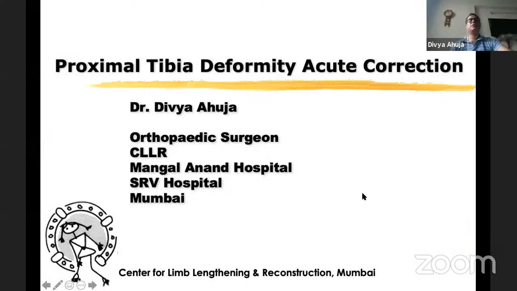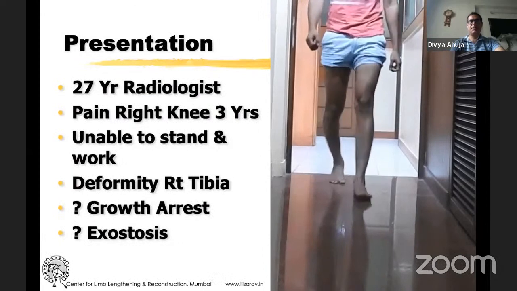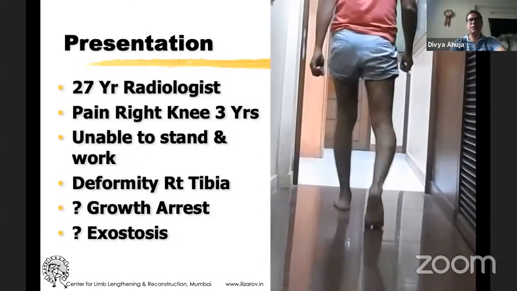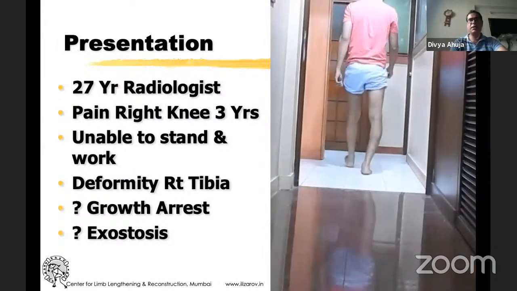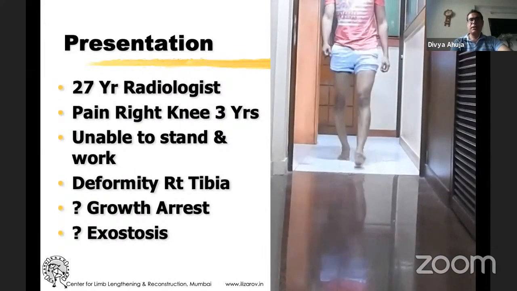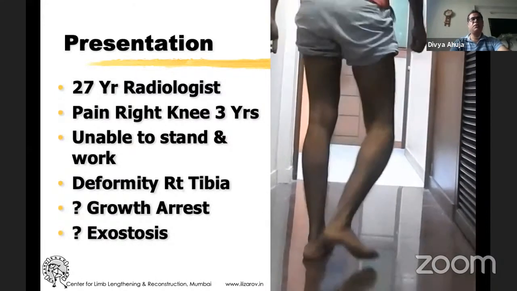Good morning, everyone. We'll be talking now about a proximal tibia deformity, which was corrected acutely. So this is a 27-year-old radiologist who presents with pain in the knee since about 3 years. He's finding it difficult to stand and work, especially doing ultrasounds. So he wanted some correction for that tibia deformity.